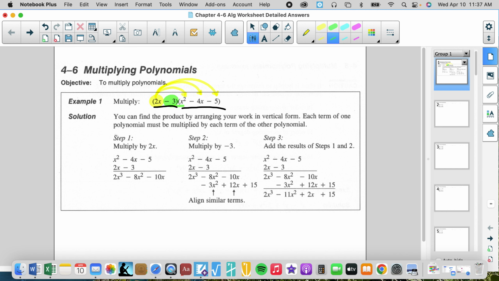And then we're going to take this other term in the binomial and distribute that times the trinomial, and we're going to distribute the -3 into each of the three terms there. So we're going to distribute each term in the binomial into each term of the trinomial.